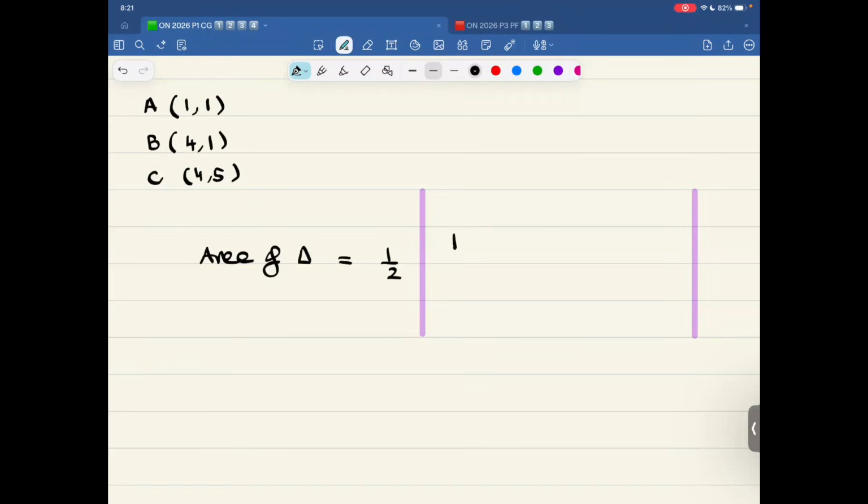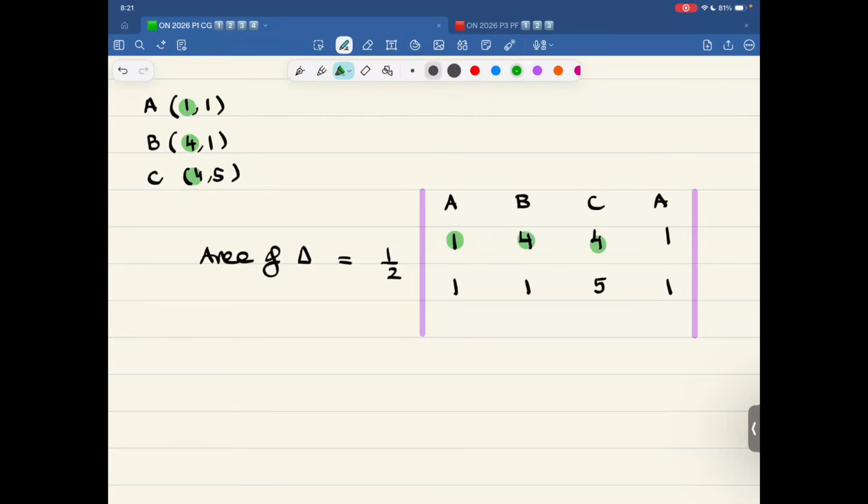So this is X, this is Y, for each point. The first point is written last. So this is A, this is B, this is C, this is A again. We know that these are the X coordinates. Let me highlight it.